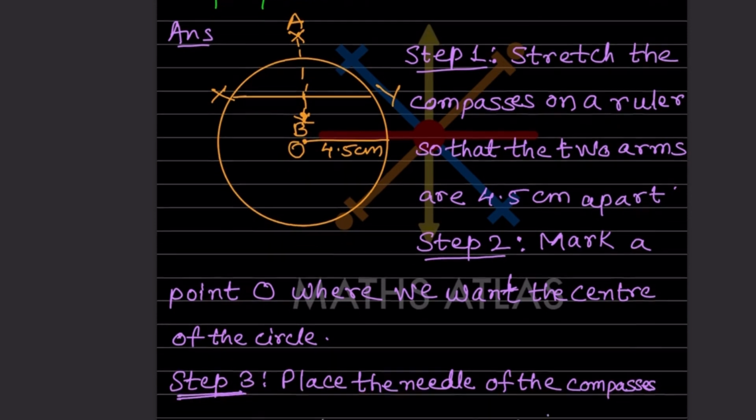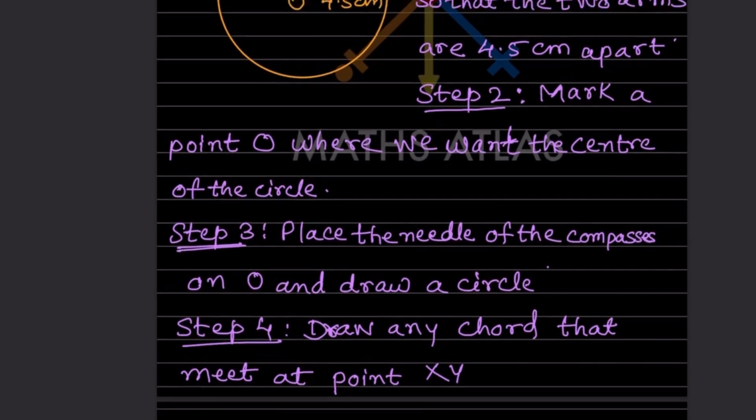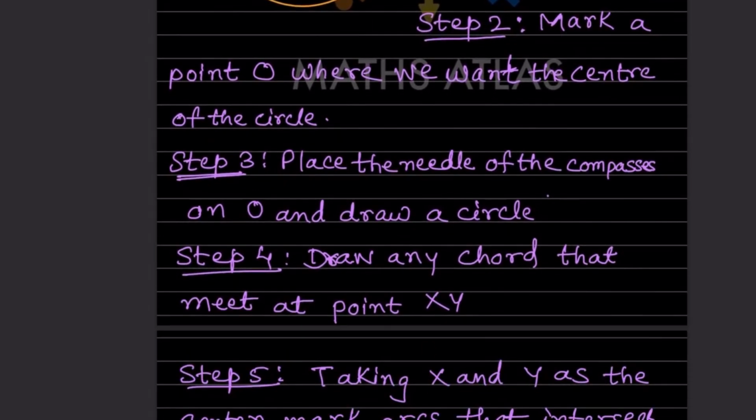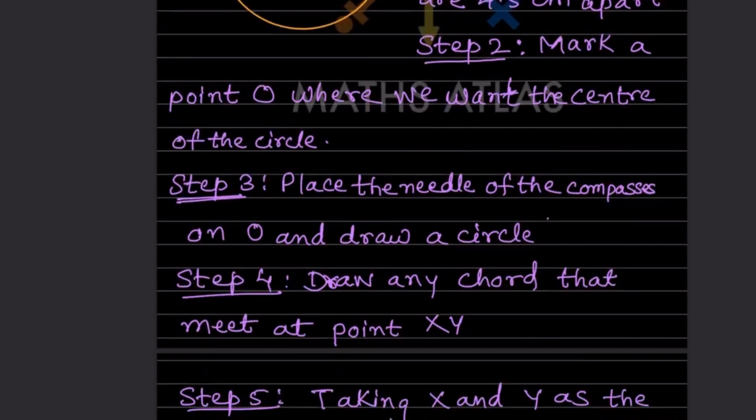Once you draw the circle, what are you going to do? You are going to draw any chord. I draw this, this is the chord, and I named it X and Y. So what will you do after that? Then taking X and Y as the center, first you will keep your compass over here. So this compass point is over here, and the other point you are going to draw this one. And again, how are you going to do it?